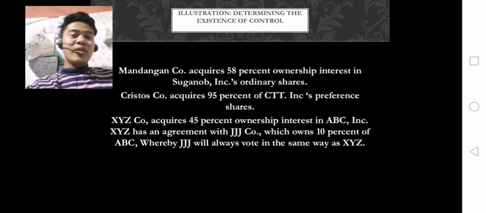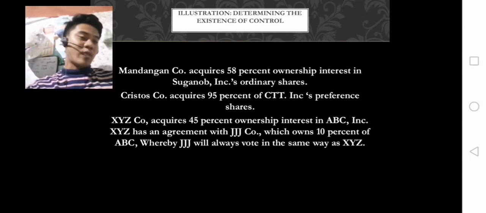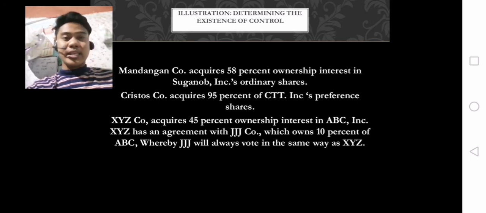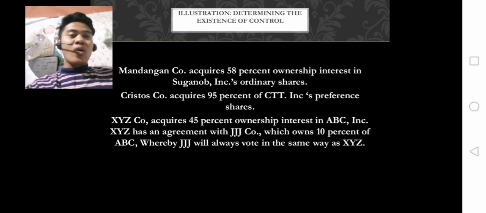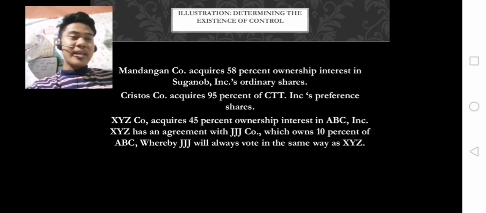Next, XYZ Corporation acquires 45% ownership interest in ABC. XYZ has an agreement with JJ Corporation, which owns 10% of ABC, whereby JJ will always vote in the same way as XYZ. The answer is yes, there is control over the ABC because of the agreement with JJ, XYZ's 45% plus 10% is equal to 55%, which is above 51%.